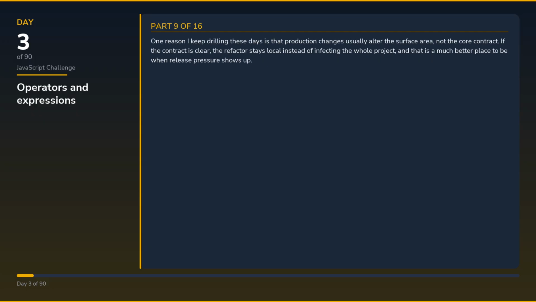One reason I keep drilling these days is that production changes usually alter the surface area, not the core contract. If the contract is clear, the refactor stays local instead of infecting the whole project, and that is a much better place to be when release pressure shows up. That is especially true in JavaScript, where browser state, node services, middleware, and background work can all make the code look more connected than it should be.